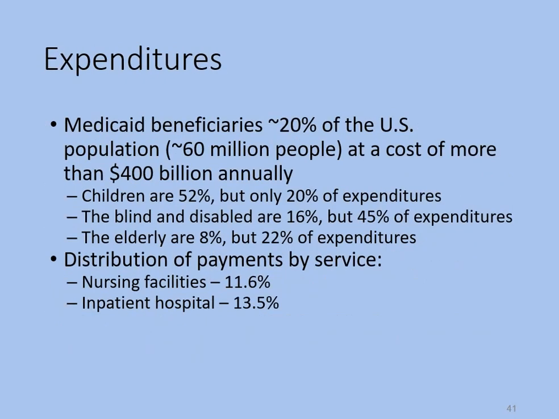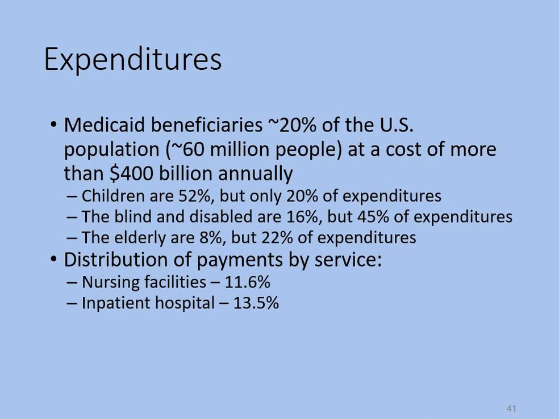Finally, this last slide, there'll be an IRAT that comes from this slide as well, so listen up. Medicaid beneficiaries are about 20% of the U.S. and going up. This is about 60 million people out of 300 million approximately at a cost of more than $400 billion annually. So this is an extreme cost that our country has to bear. Children are 52% of these people, but only 20% of expenditures. The blind and the disabled are 16%, 45% of the expenditures. The elderly are 8%, but 22% of the expenditures. So when you're talking about Medicaid, you're mostly talking about the blind and the disabled.